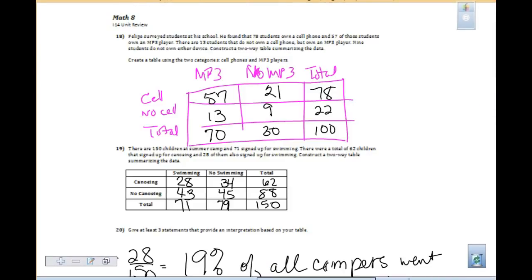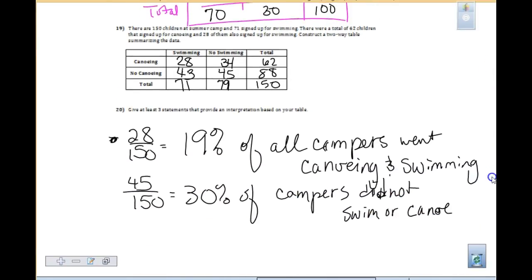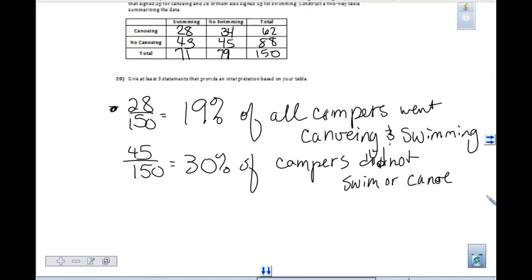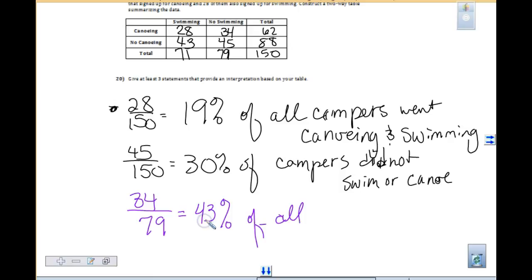The 34 people who are not swimming canoeing over the total amount of people who are swimming. So 34 out of 79, right? So 34 out of 79. When I take a look at that 34 over 79, what percent did you get? 43%. 43% of all people, or all campers, right? Not swimming. Were canoeing, right?